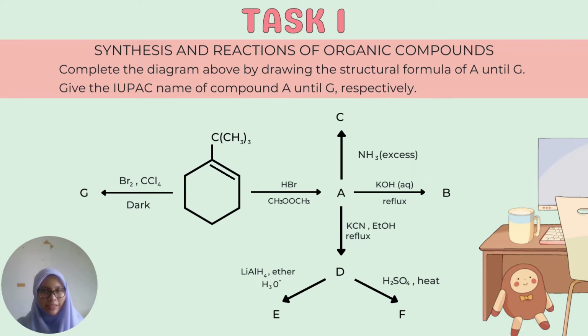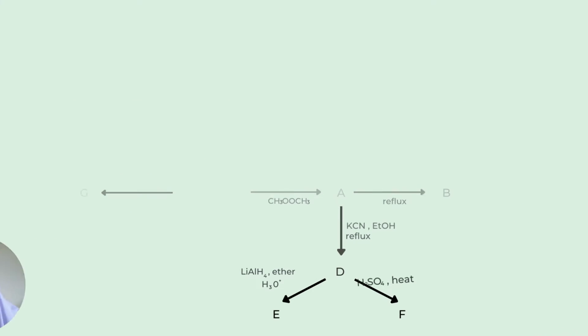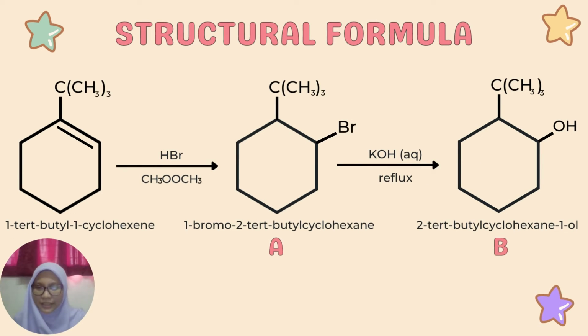Task 1. Synthesis and reaction of organic compound. Look at the starting material given in the question, which is 1/3 butyl, 1 cyclohexane. This compound will undergo reaction of hydrohalogenation with catalyst. The condition and catalyst that we need are hydrogen bromide and dimethyl peroxide. The formation of compound A will follow anti-Markovnikov rule. So, compound A formed from this reaction is 1-bromo 2/3 butyl cyclohexane.